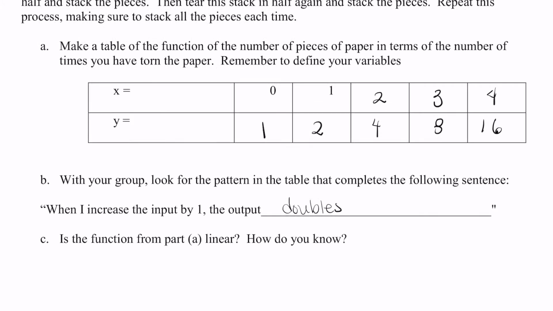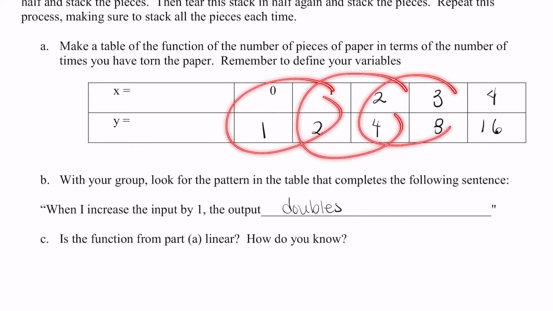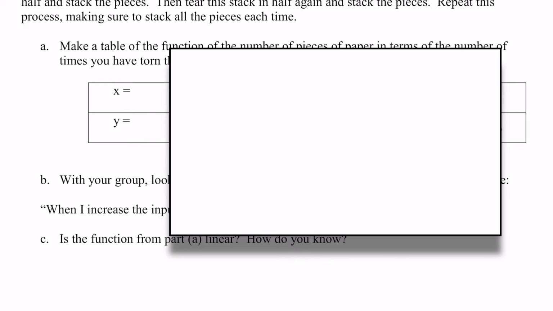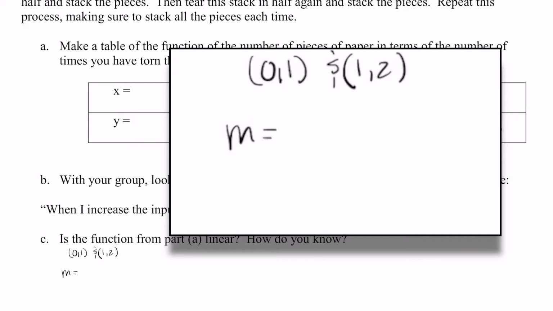Part C. Is this function from part A linear? And how do we know? Well, if the function is linear, we should be able to find the slope between any 2 sets of points, and that slope should be constant. So it should be the same number every time. So let's try the slope between (0, 1) and (1, 2). The slope here is (2 minus 1) over (1 minus 0), which is just 1.